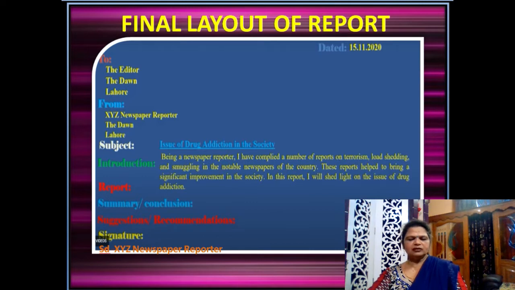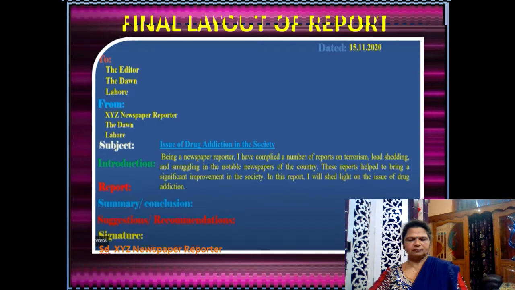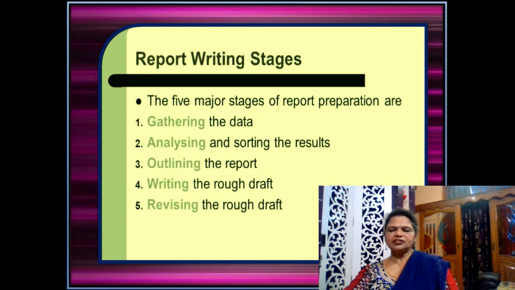Now the next will be the summary or the conclusion and suggestions or recommendations if you want to give. Then as in the previous slide I showed you signature, not actually the signature. ST means your name and the name of the newspaper of which you are the reporter. Now there are different stages of writing a report. These are 5 major stages of the report preparation.